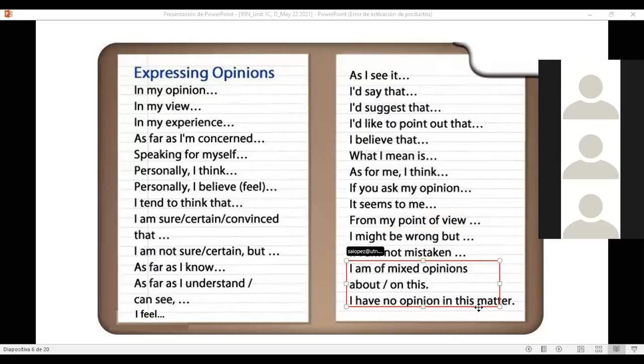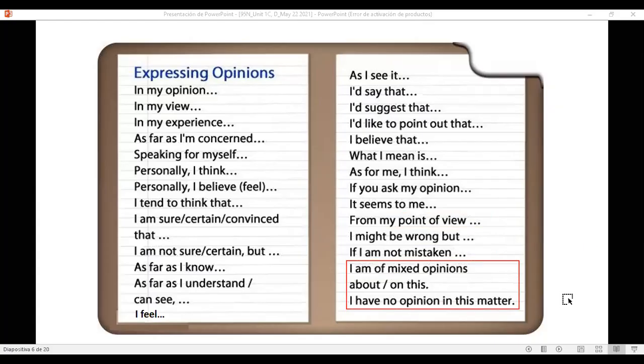And we have the last two phrases here. Please, Michelle, can you help me reading the last two, please? Michelle, your microphone. Yes, teacher. Está un poco trabada mi computador. I am of mixed opinions about this. I have no opinion in this matter. Exactly. I'm of mixed opinions about, on this. And I have no opinion in this matter.